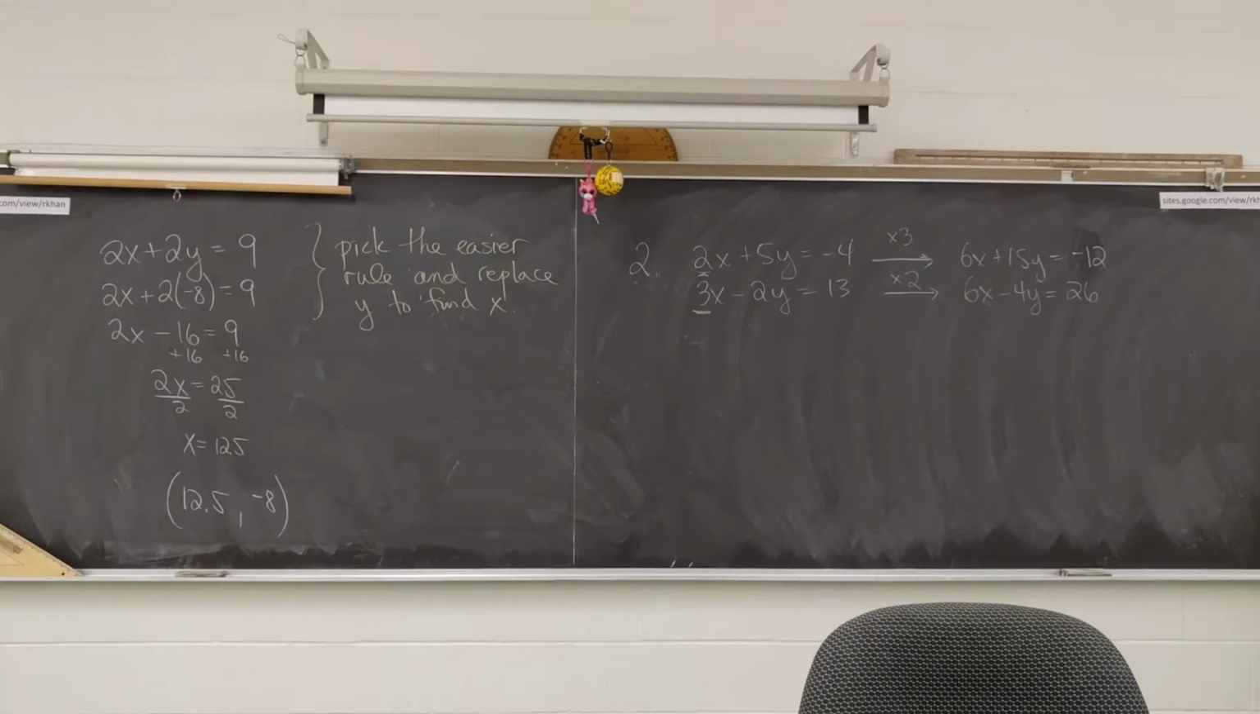Now, we have two rules. They're double stacked on top of each other. Everything lines up perfectly. We have to make a decision. Either we're going to add them or subtract them.